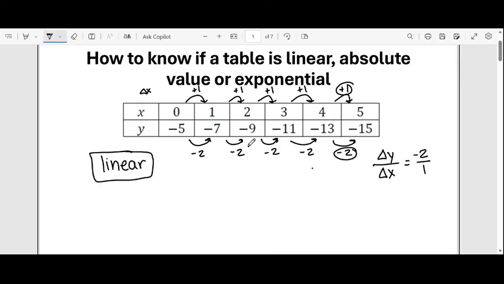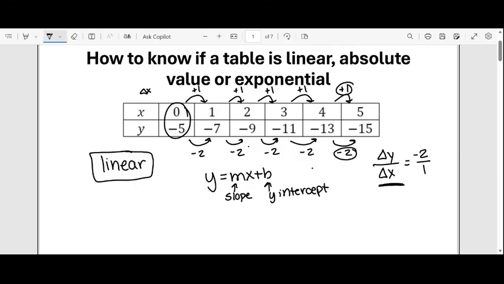The cool thing about linear tables is that when you actually make the equation, you can use any point in that table. I like to use the y-intercept, which is (0, -5), because then I can write y equals mx plus b, where m is my slope, which is my delta y over delta x, and b is my y-intercept. And your y-intercept is when x is 0, it's that point that I have circled there.